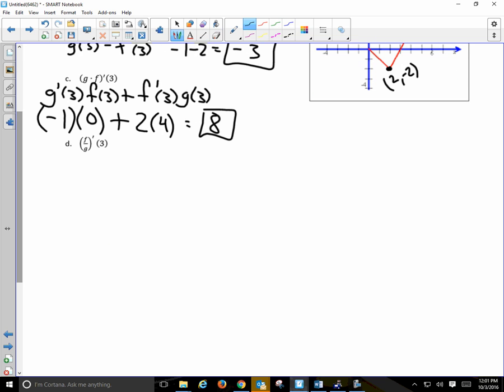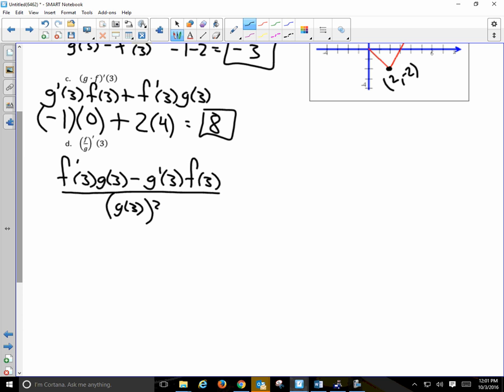So then for the last one, I've got F prime of 3 times G of 3 minus G prime of 3 times F of 3, divided by G of 3 quantity squared. Well, we know the first part is 2 times 4. The second part is negative 1 times 0. And G of 3 was 4, so squared is 16. So I get 8 over 16, which is a half. Right? Okay.